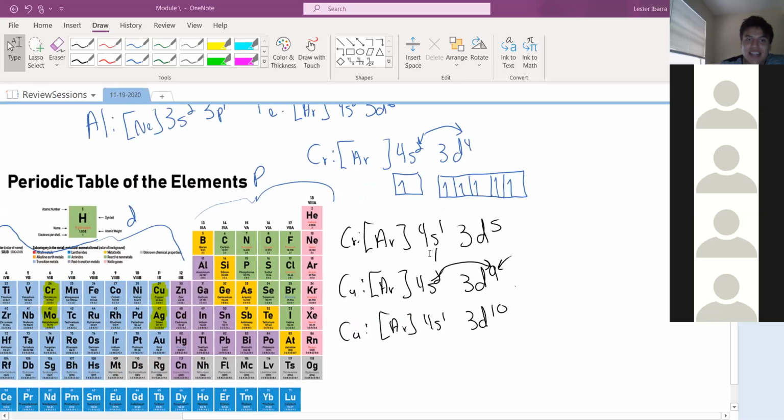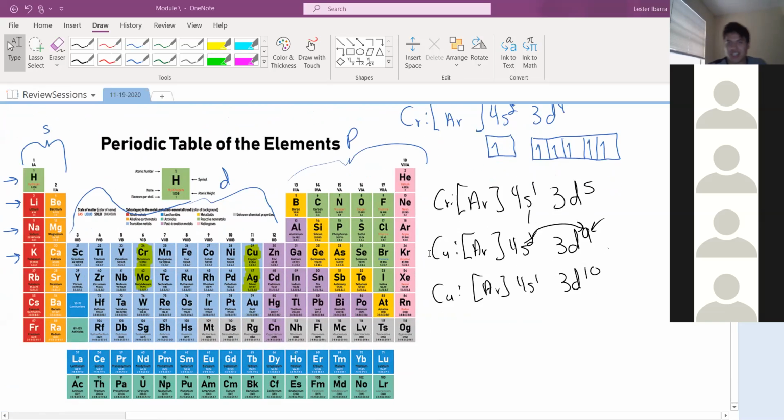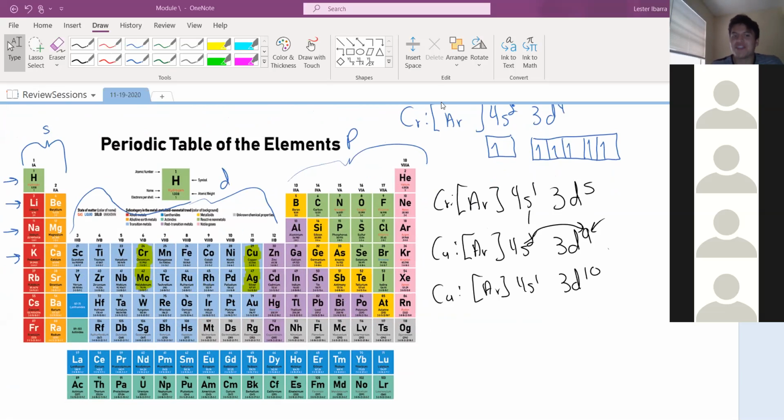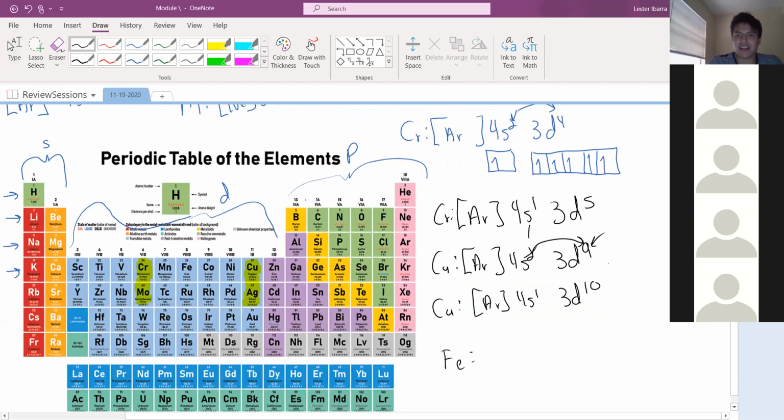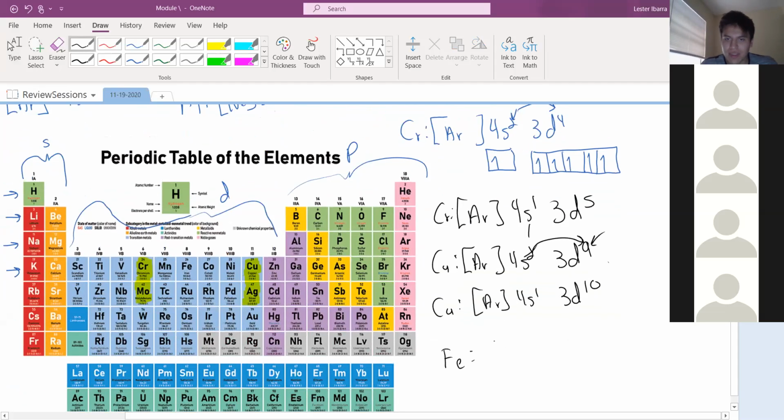Anyways, that's the process for electron configuration, the basis of it at least. Now let's move on to a more challenging version, I guess. And let's look at iron again. So iron, we have it as argon 4s2, I think it was 3d6.